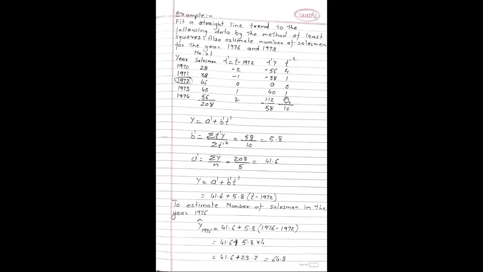So we need t dash square also. So minus 2 square becomes 4. Minus 1 square becomes 1. 0 square becomes 0. 1 square becomes 1. And 2 square becomes 4.